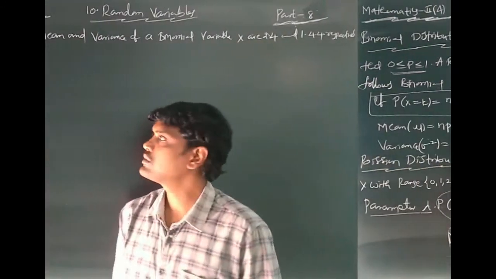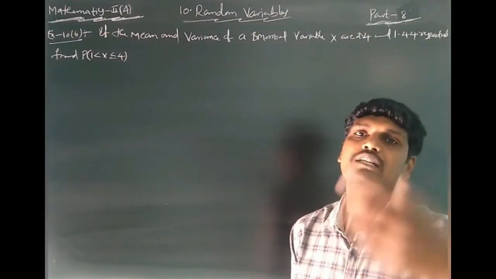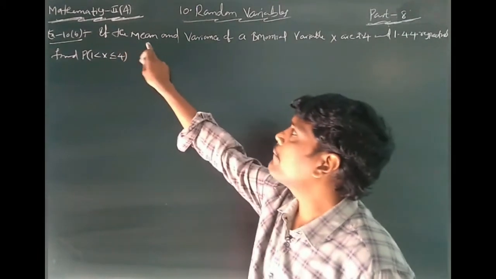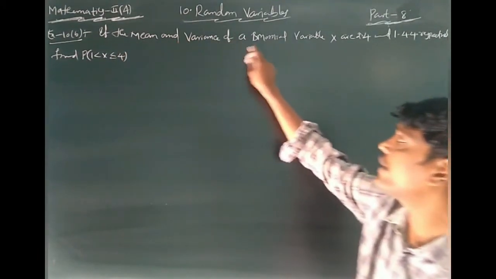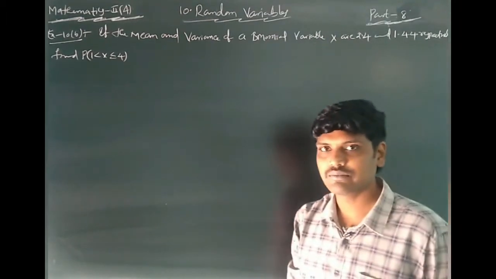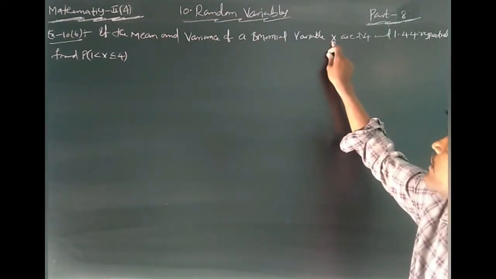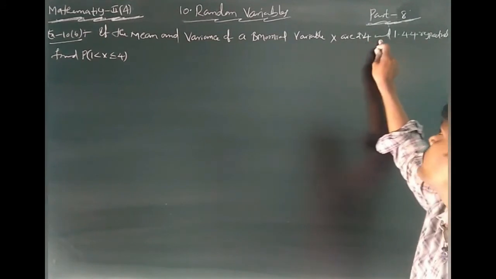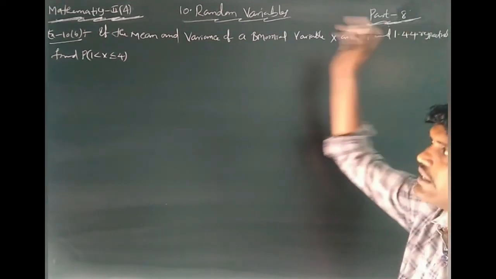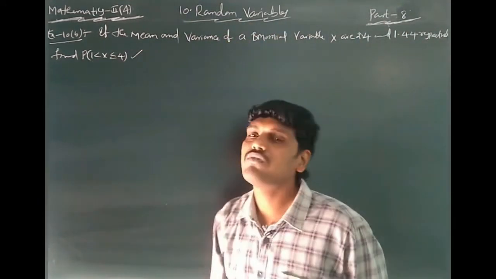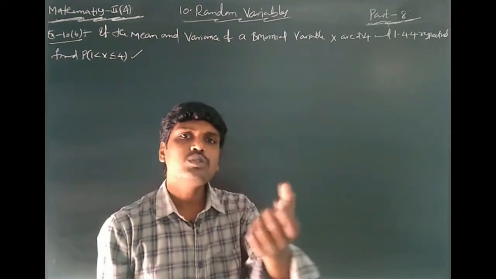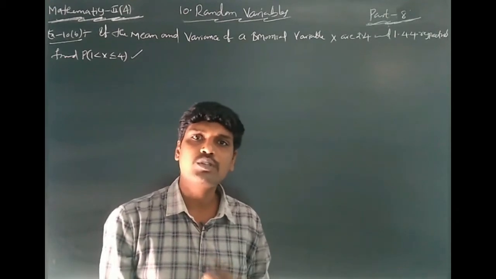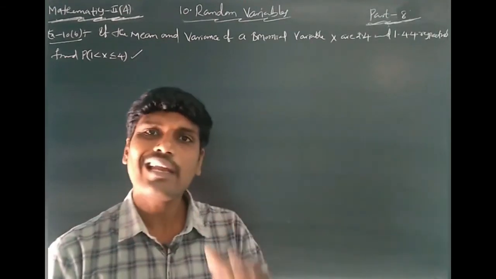Exercise 10b, problems on the binomial distribution model. If the mean and variance of binomial distribution A are 2.4 and 1.44 respectively, find P of 1 less than X less than or equal to 4. First, by using the mean and variance of the binomial distribution, you can find the parameters n, p, q.